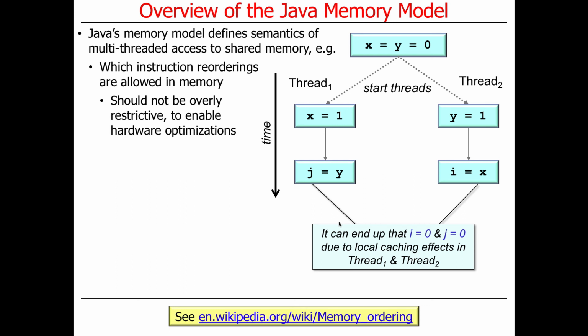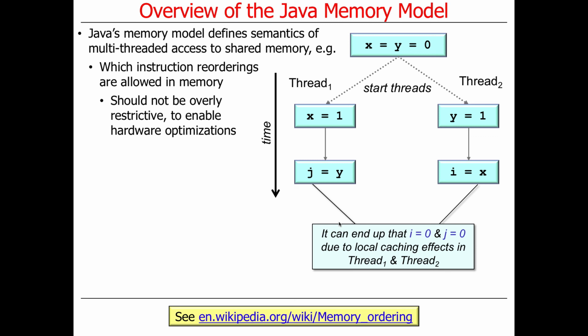And the question is, as time progresses downwards from top to bottom, where top is the instruction that occurred first in a lexical reading of the program, what's the order in which these operations are actually performed, and how are they reflected back into main memory, which is where ground truth resides, right? Because the other things are just cached. So it actually turns out that if you don't do anything to the contrary, you could end up with i equals 0 in this thread, and j equals 0 in that thread.